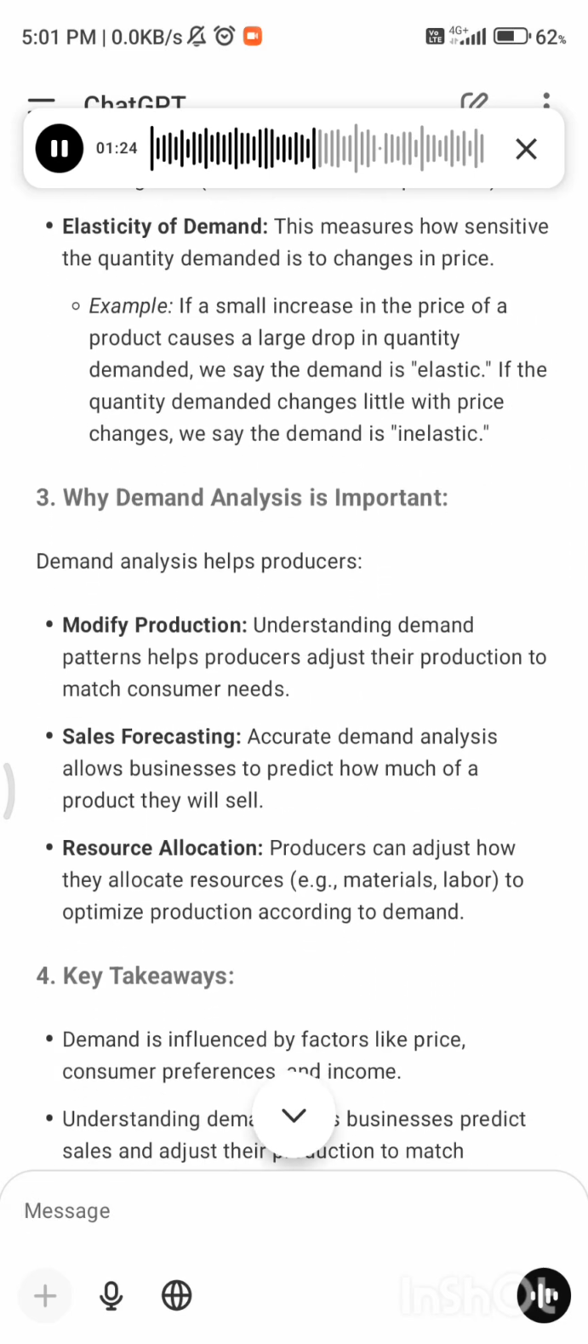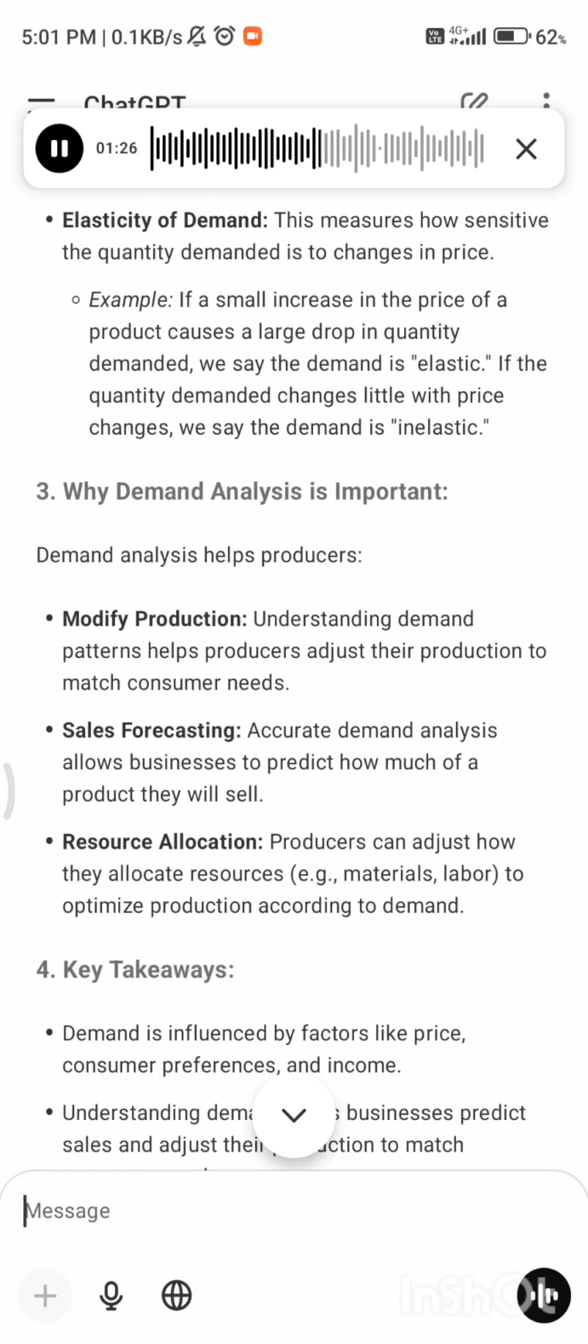Demand determinants. Demand can be affected by various factors beyond just price, such as consumer income, preferences, or the price of related goods, substitutes and complements.